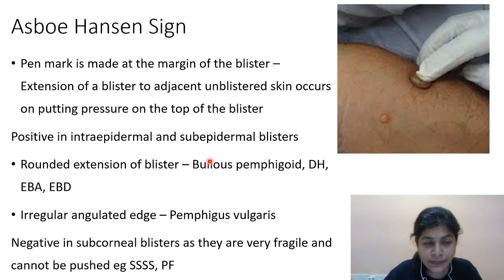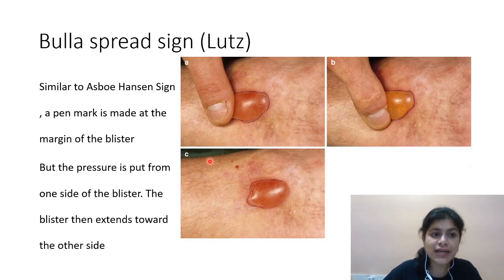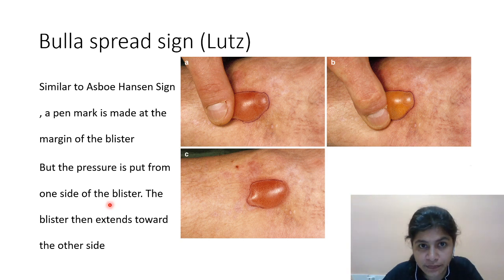Is this very clear? Let's go to the other sign which is called as the bulla spread sign. Okay, so what happens in this bulla spread sign? It is the same thing like an Asboe-Hansen sign, but the direction of application of pressure is from the margin. So here, if you see, this is a bulla. You apply proper pressure at the margin of the blister, and then you look out for the extension. So once you have marked it, you look out for the extension of the blister.